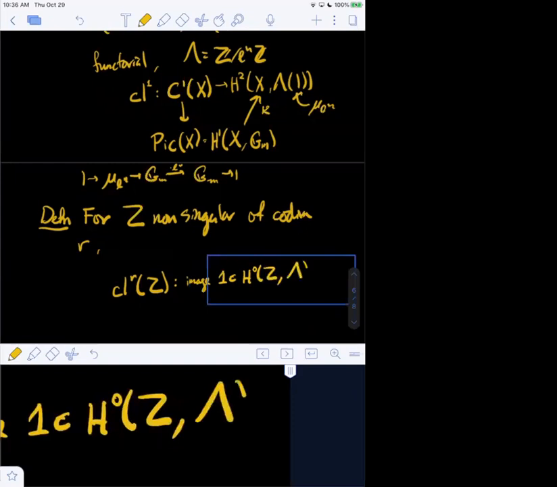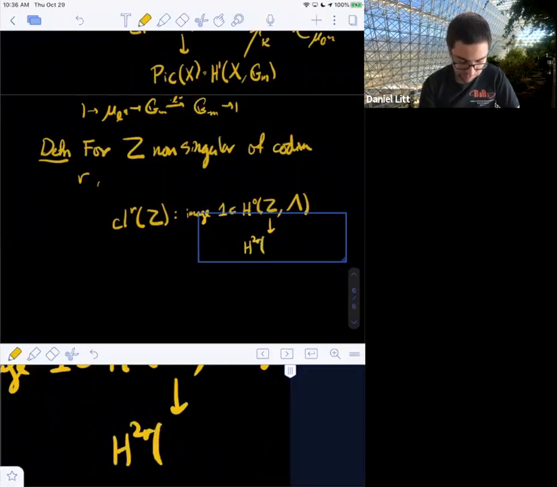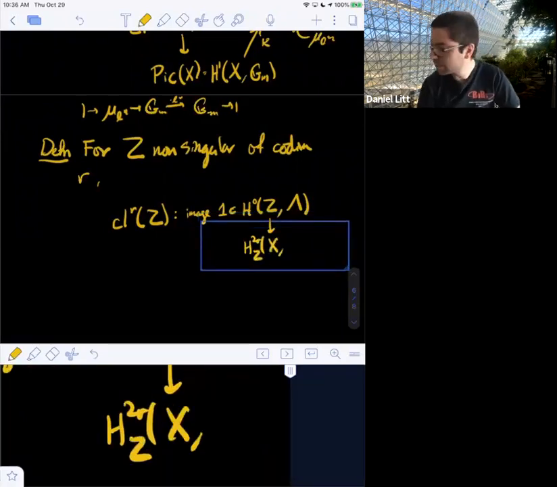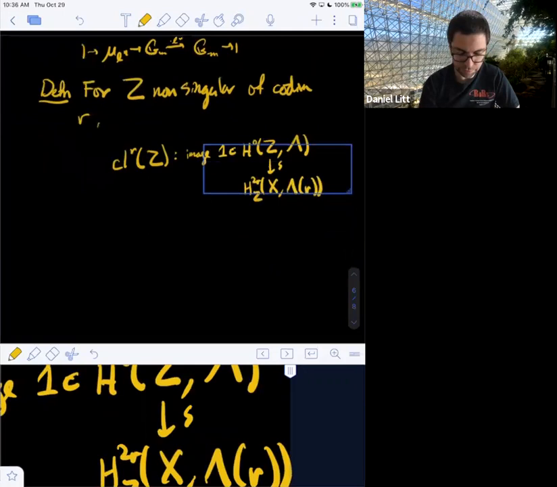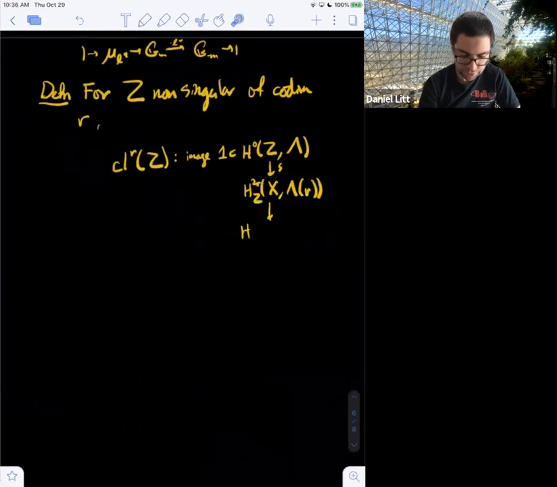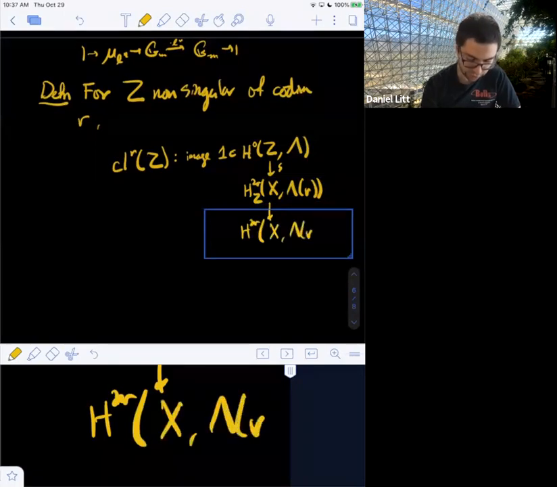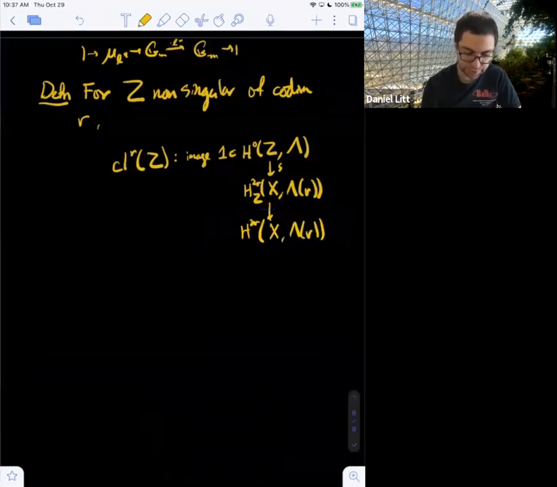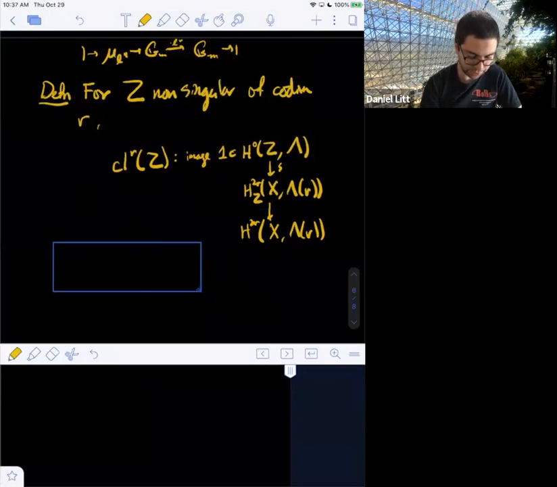With coefficients in lambda. So this maps to H2R of X supported in Z with coefficients in lambda of R. So this is an isomorphism, right, by purity. And then this maps, well, if you have a section of a sheaf on X supported at Z, that gives you a section on X. And so we get a map from H2R with supports on Z to H2R of X with coefficients in lambda R. So this is the class of Z, and then we extend by linearity.